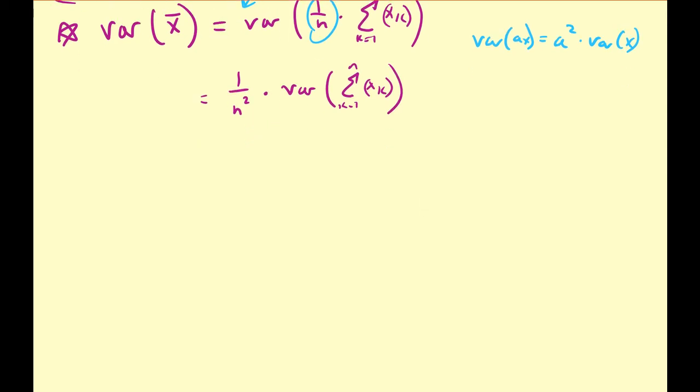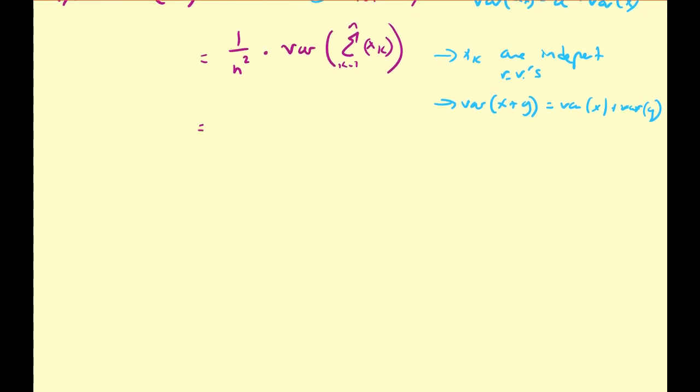So let us remember an important property that we stated in the beginning. Here, the xk are independent random variables. If these xk's are independent, there's a property that we can use, namely the variance of x plus y is equal to the variance of x plus the variance of y. And that's only if these variables are independent. If they're not, we cannot use this property. So that means this is just going to be equal to 1 divided by n squared times the sum from k equals 1 to n of the variance of xk.